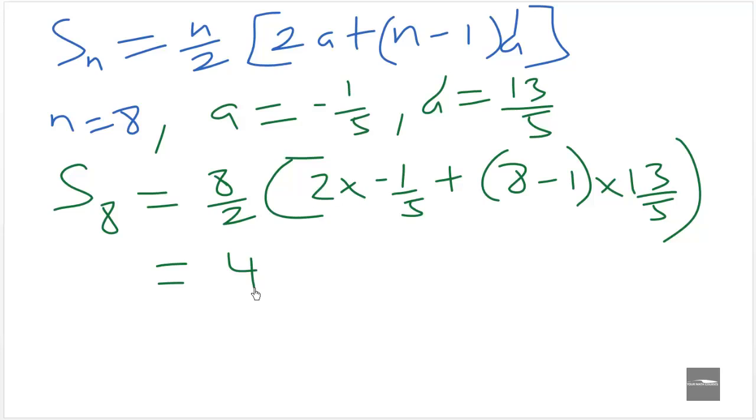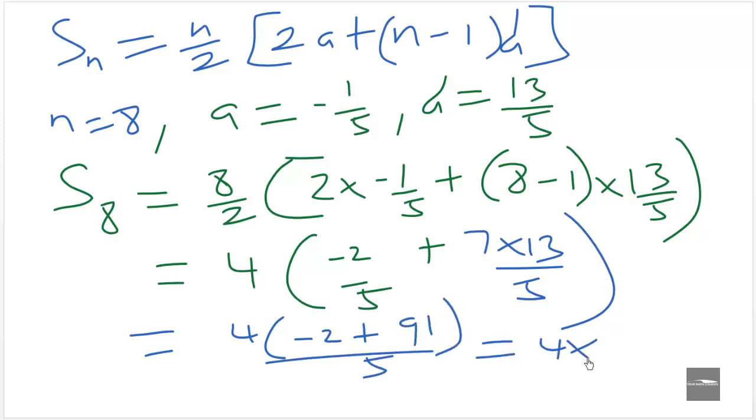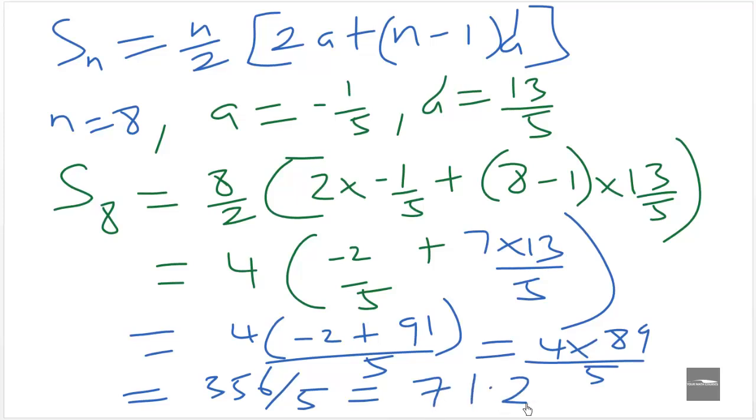So all this will simplify to give us 4 times negative 2 over 5 plus 7 times 13 over 5. So this will further give us negative 2 plus 91 all over 5 times 4, which is 4 times 89 over 5, which is 356 over 5, or 71.2. That's the sum of the first 8 terms of the AP.